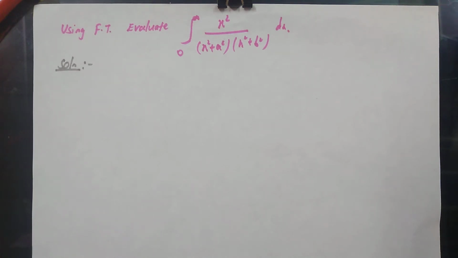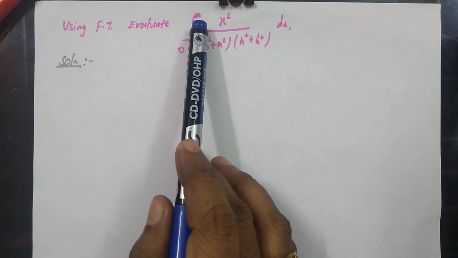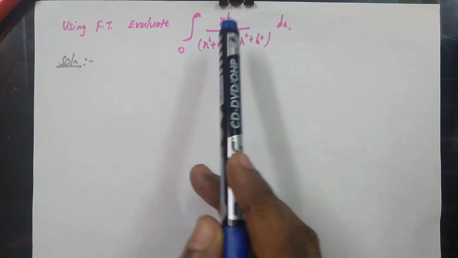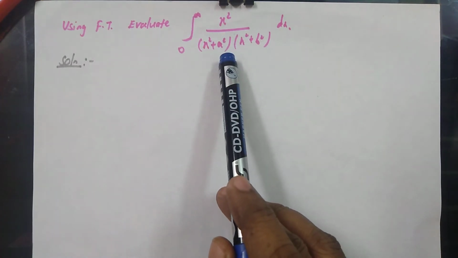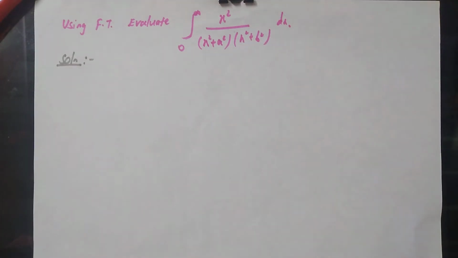In this video, we are going to see a problem under Fourier transform. Look at the question. Using Fourier transform, evaluate the integral from 0 to infinity of x square divided by (x square plus a square) into (x square plus b square) dx. This is the question. This is actually a continuation of the previous video.